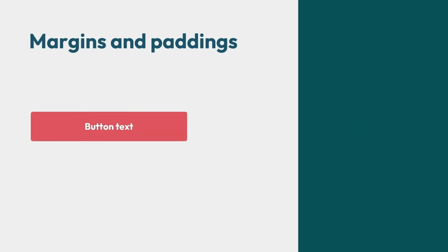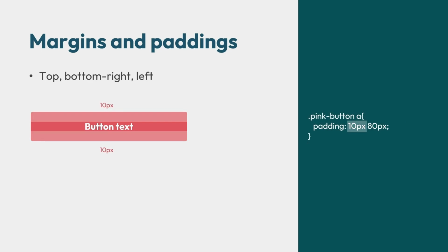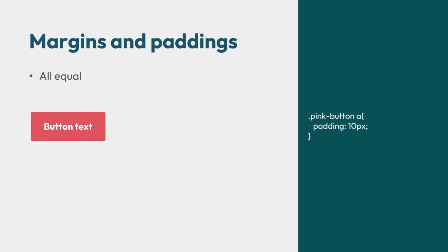Now what happens if we have a symmetric padding, like in our case? So I don't have to type 4 values, I can only type 2 values. And in this case, the first value refers to top and bottom, and the second value refers to left and right. I can also have all equal paddings on all sides, and in that case I would only use 1 value. Like in this case, 1 value, 10 pixels, it means that we have 10 pixels on all sides. And these rules apply to both margins and paddings.